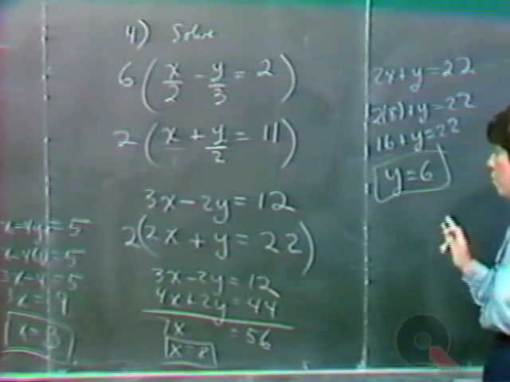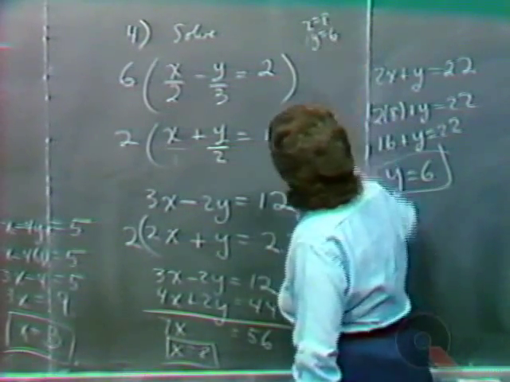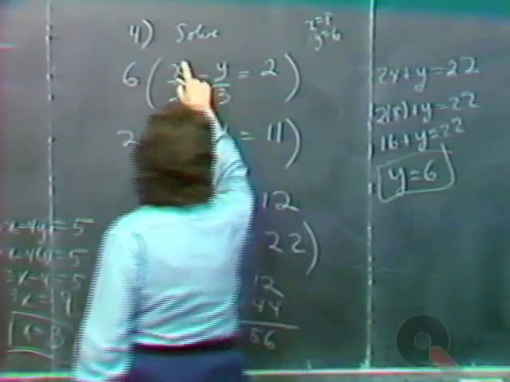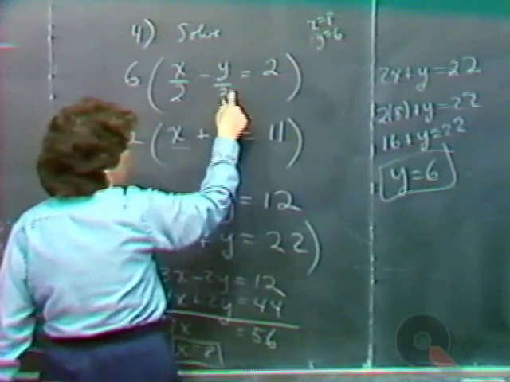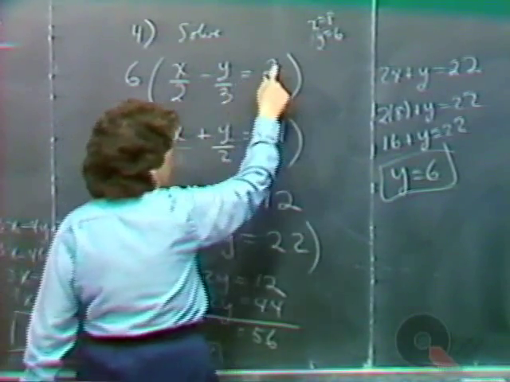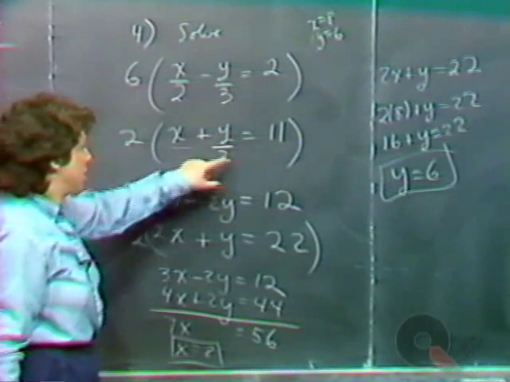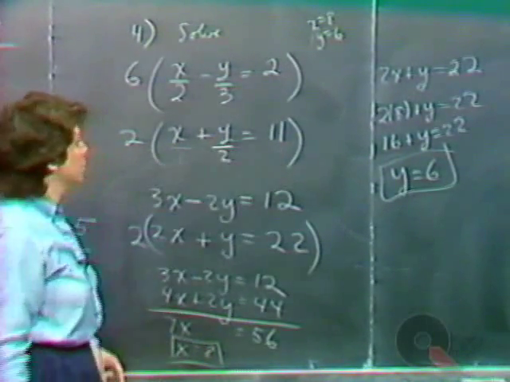Let's check in the original equation. x is 8, y is 6. 8 over 2, that's 4, minus 6 over 3, that's 2. 4 minus 2 is 2, that's correct. And x, which is 8, plus 6 halves, 8 plus 3 is 11, so that checks out.